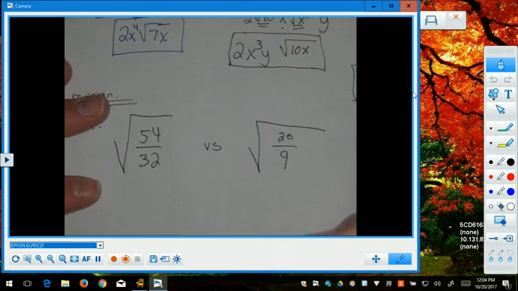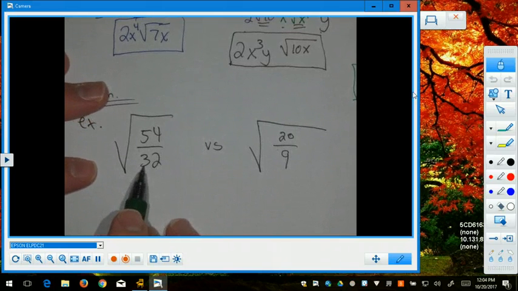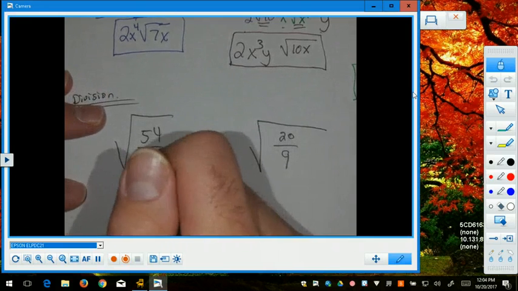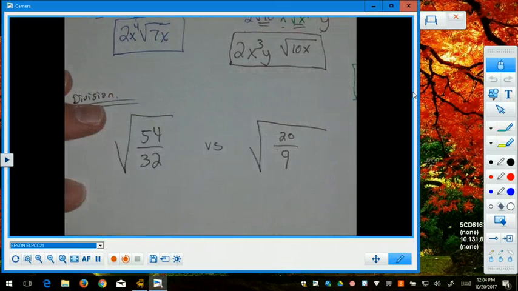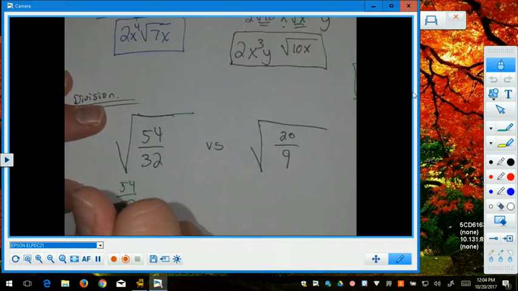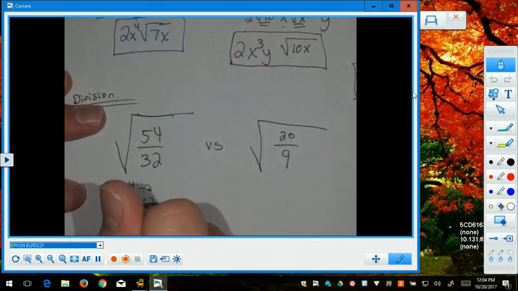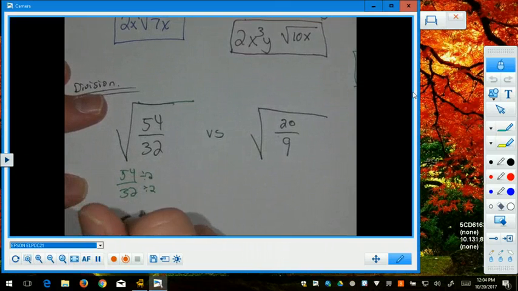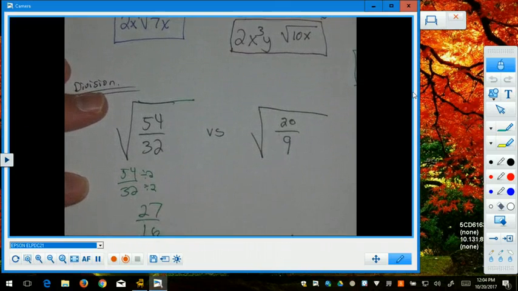So when I look at this, I see 32, and it is not a perfect square. No number squared will give me 32, that's not a whole number anyhow. So I need to see if I can reduce the number that's under the radical. 54 over 32, both are divisible by 2, giving me 27 over 16.